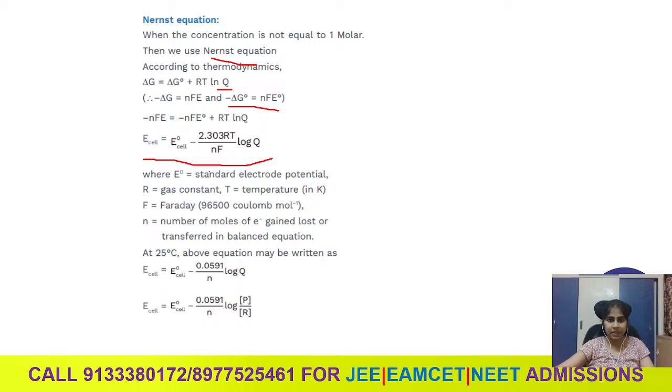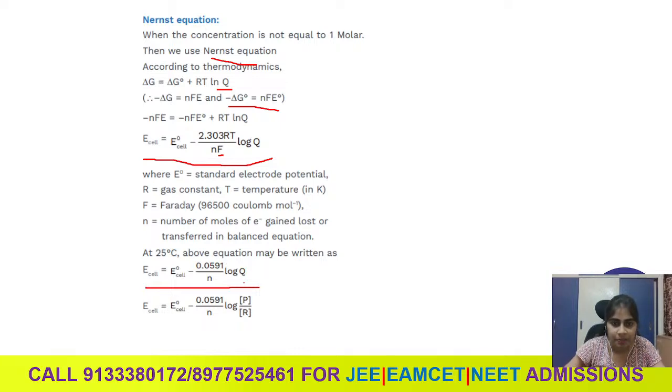required Nernst equation. From this Nernst equation, we can see E naught is known as standard electrode potential, R is the gas constant, T is the temperature, F is Faraday, and N is the number of electrons gained or lost. When we apply the values of R and T at room temperature, we get the equation as E cell is equal to E naught of cell minus 0.0591 by N log of Q.